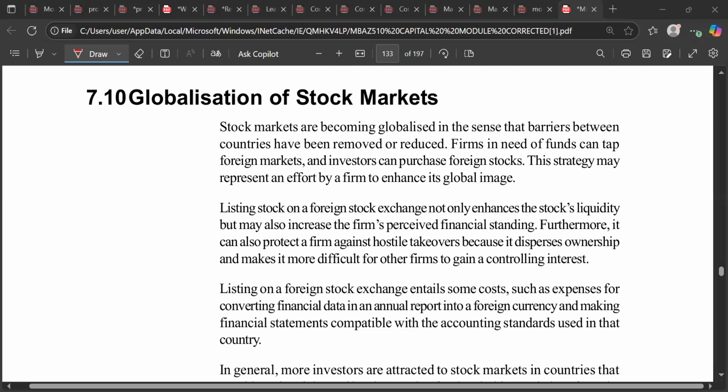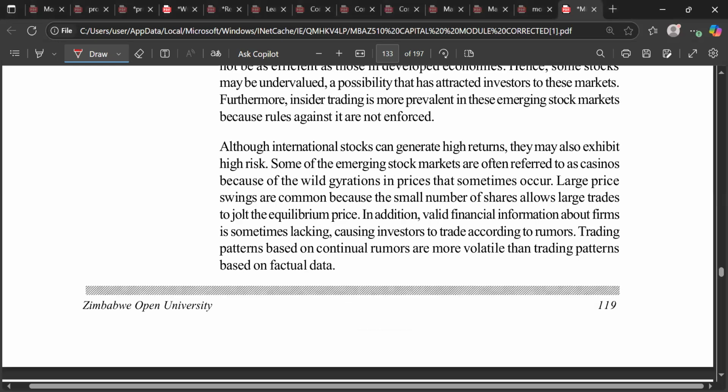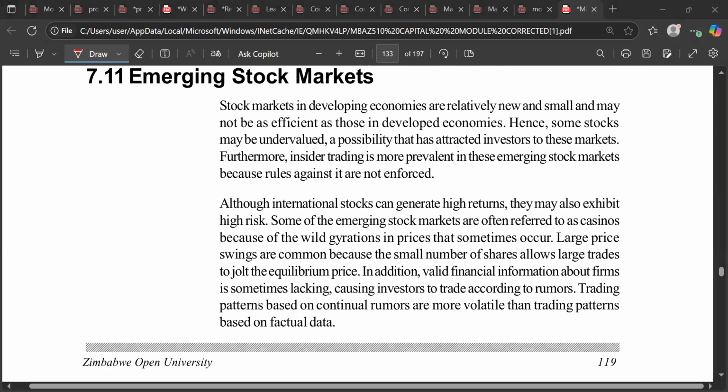Now, our closing segment is on investing in emerging stock markets. Emerging stock markets are often small in nature. They're small, they're immature, and in most cases, they're volatile. They have limited regulatory oversight, and the opportunities are due to mispricing or low PE ratios.